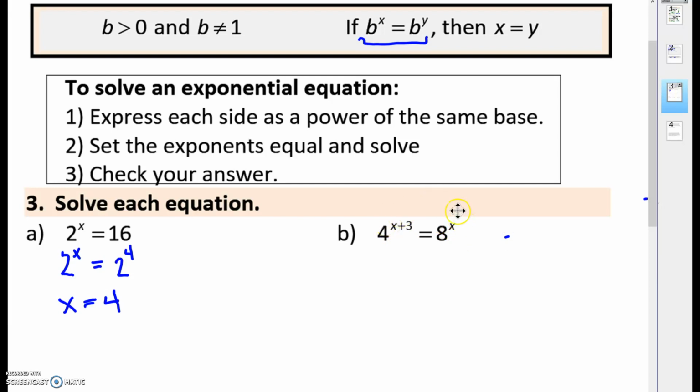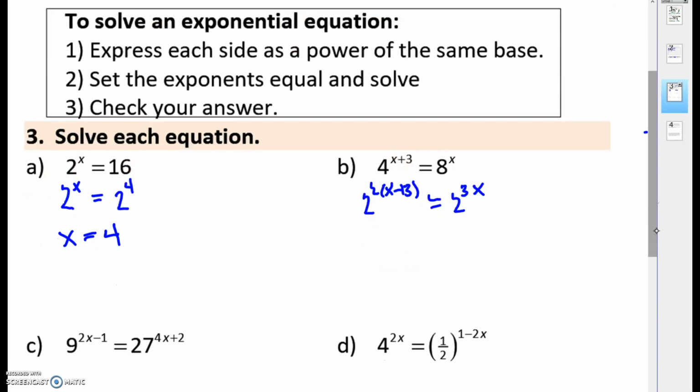Similarly here, I'm going to rewrite both of these as base 2. So 4 is 2 squared, and then we still have that x plus 3 hanging out there, whereas 8 is 2 cubed with an x still hanging on. So that means that 2 times (x plus 3) must be equal to 3x for these equations to work. So I get 2x plus 6 is equal to 3x. Well, that means that 6 must be the value of x.